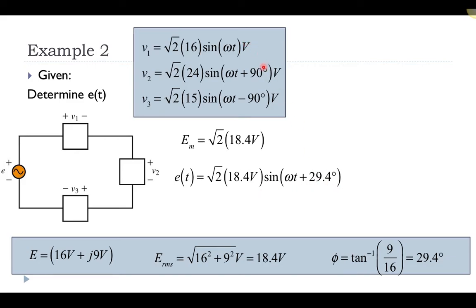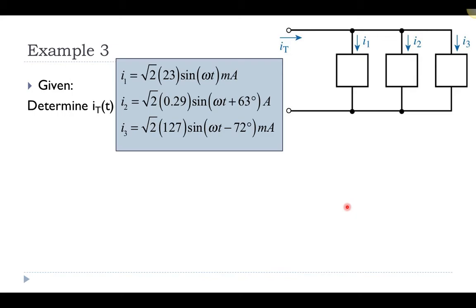So if I add these three sine functions together, it's equivalent to a single sine function oscillating at the same frequency with a phase shift of 29.4. So this was much easier than trying to use trig identities and bring everything together. So we basically are just treating these as complex numbers for analysis purposes.